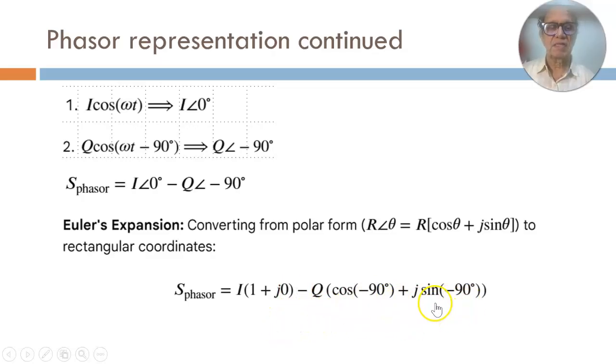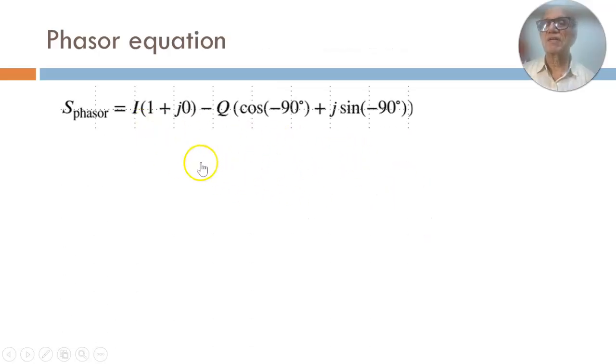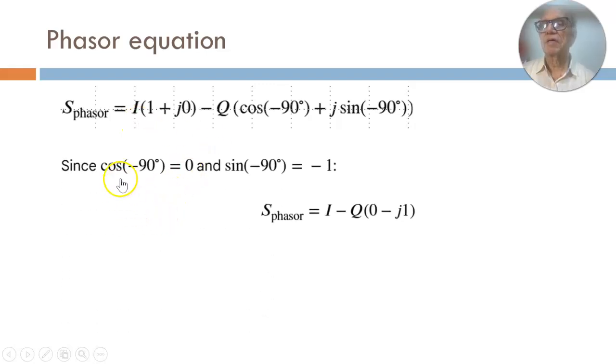So let us continue this further. I have repeated this for convenience. Now remember that cos of minus 90 is 0 and sin of minus 90 is minus 1. The first term here is of course simply I, and then minus Q, this is 0 and this is minus 1, so this is minus j, this minus cancels and you will get plus. So the S phasor comes out as I plus jQ.